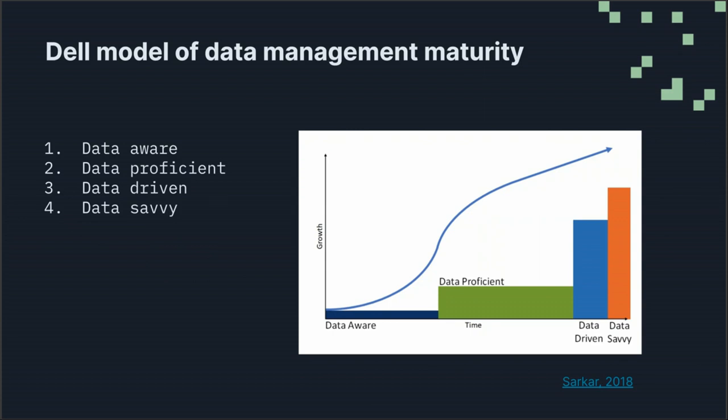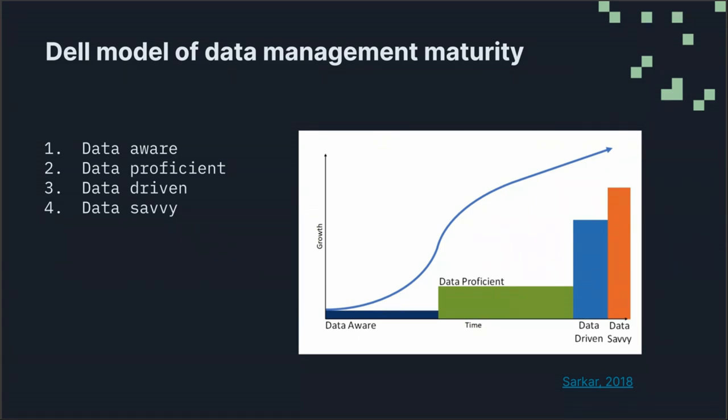As the company goes through the next stage, the data proficient stage, it will establish a set of KPIs, or key performance indicators, and it might have data dashboards showing KPIs and other business measures that will help the company to track its performance over time. And it's extremely useful for some business decisions. As the company progresses to data-driven and data-savvy stages, that's where the data that it collects become an integral part of its decision-making process.